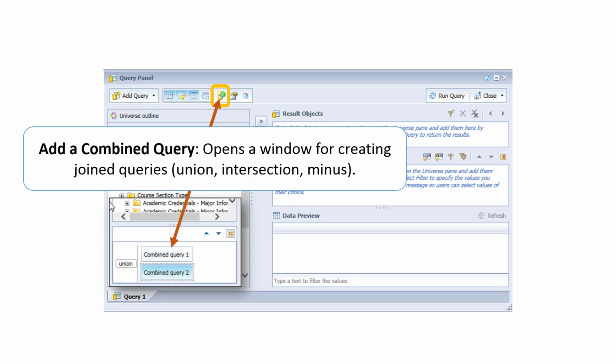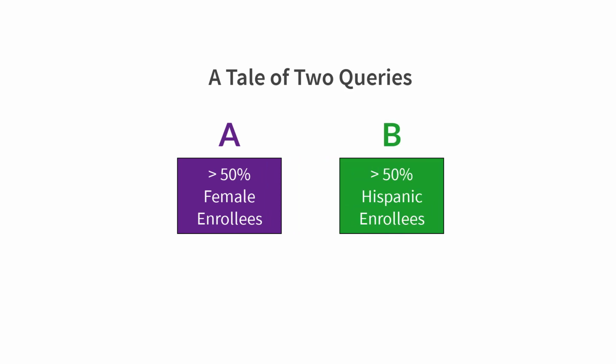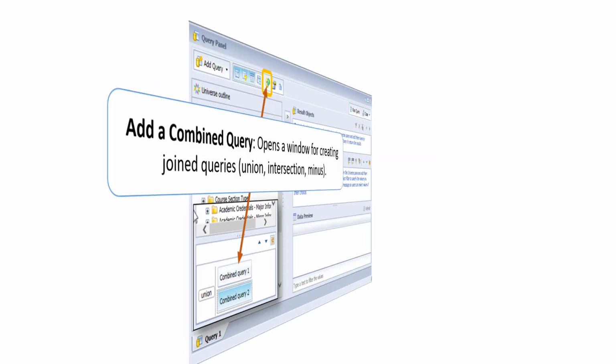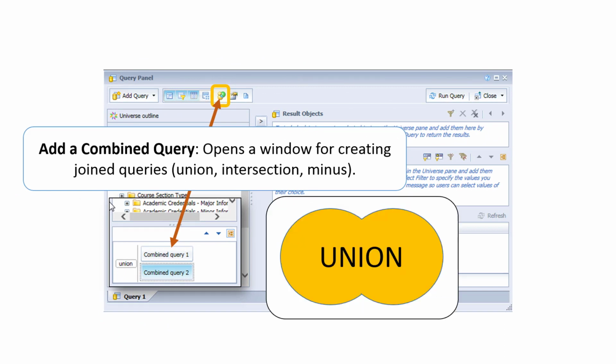The Add a Combined Query opens a window in the bottom left that will allow you to combine 2 queries into a single result. So if we had 2 queries, A, the courses with enrollments of over 50% women, and B, the courses with enrollments above 50% Hispanic, our choices would look like the following based on the combination we select.